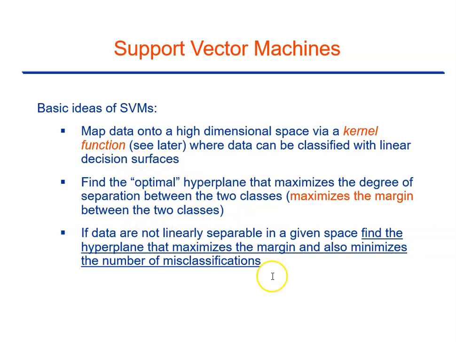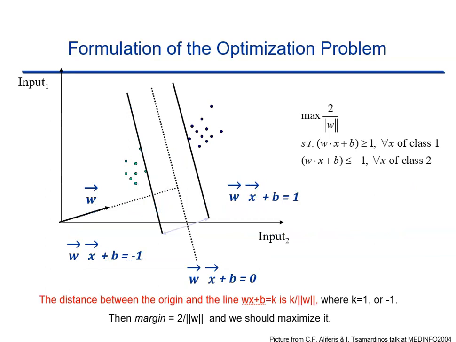But let's say what happens if we have too many misclassifications and we cannot use even this soft support vector machine approach. We map the data, which is not linearly separable, onto a higher dimensional space via what is called a kernel function, where the data can be classified with linear decision surfaces. We will have a discussion about kernel functions later in this lecture. Now let's see how support vector machine works.